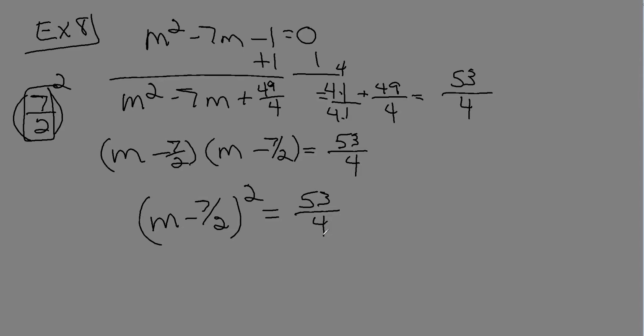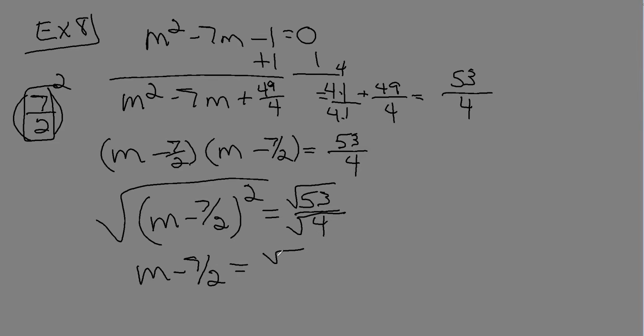Now we got it in the position we want, so we'll take the square root of both sides. And now when I get fractions here, I'm gonna separate it. I see that 4, and I know that 4 is a perfect square number, so I'm just going to do it separately. It works for me anyway. So the left side is going to be m minus 7 over 2. And this is going to equal the right side. And the right side now is going to be the square root of 53 over 2.